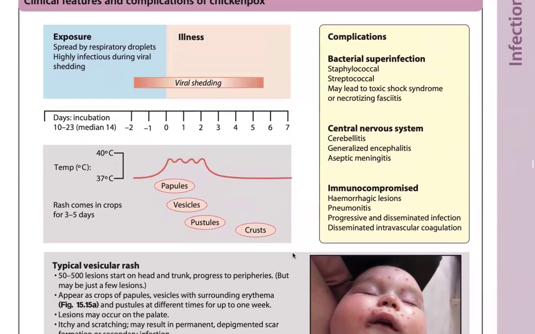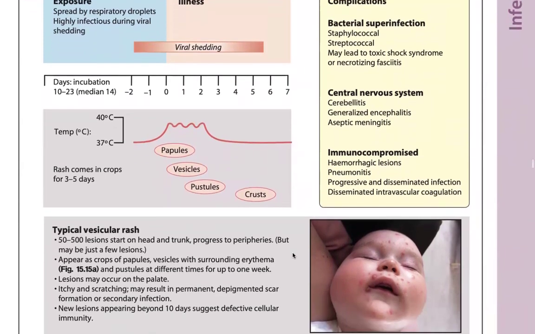Complications: bacterial superinfection, staph or strep, may lead to toxic shock syndrome or necrotizing fasciitis. Central nervous system: cerebellitis, generalized encephalitis, aseptic meningitis. In the immunocompromised: hemorrhagic lesions, pneumonitis, progressively disseminated infection, disseminated intravascular coagulation.